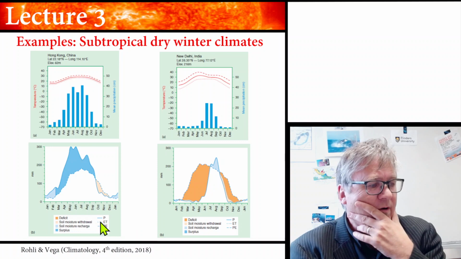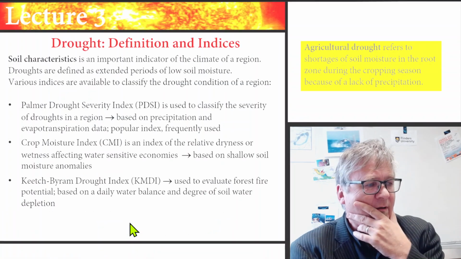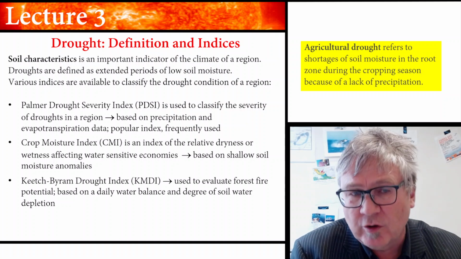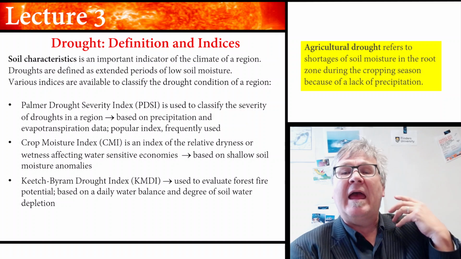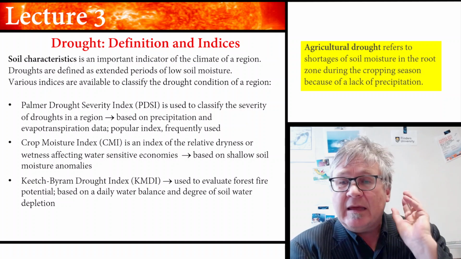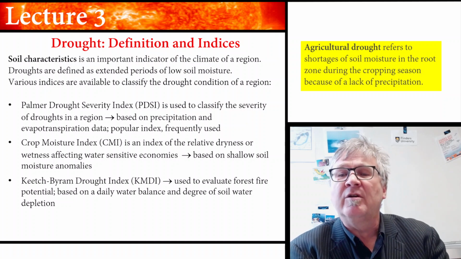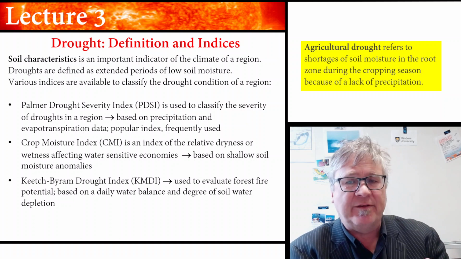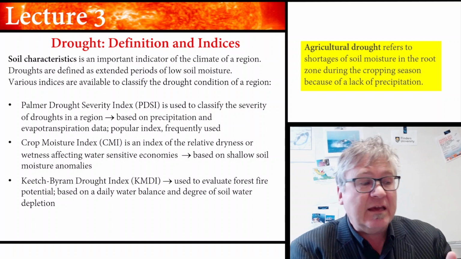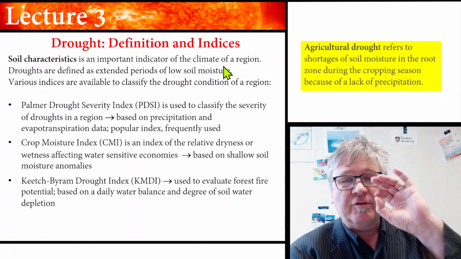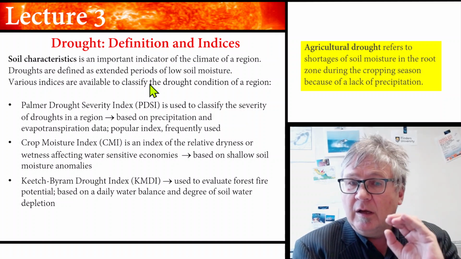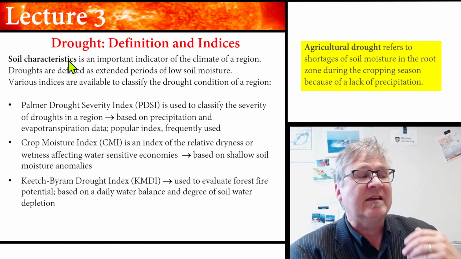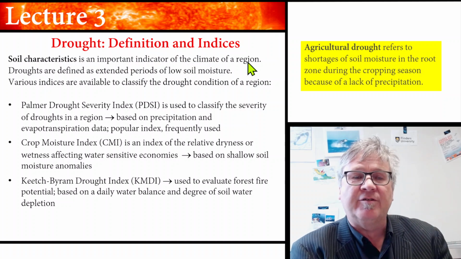I think I have a little bit more. Okay, let's take a deep breath and look at droughts. Okay, because droughts are related to soil. In particular, what we call agricultural droughts, we refer to them as shortages in soil moisture in the root zone during the cropping season because of a lack of precipitation. If you think in terms of droughts, you have to think about the soil moisture content. So soil characteristics is an important indicator of the climate of a region.